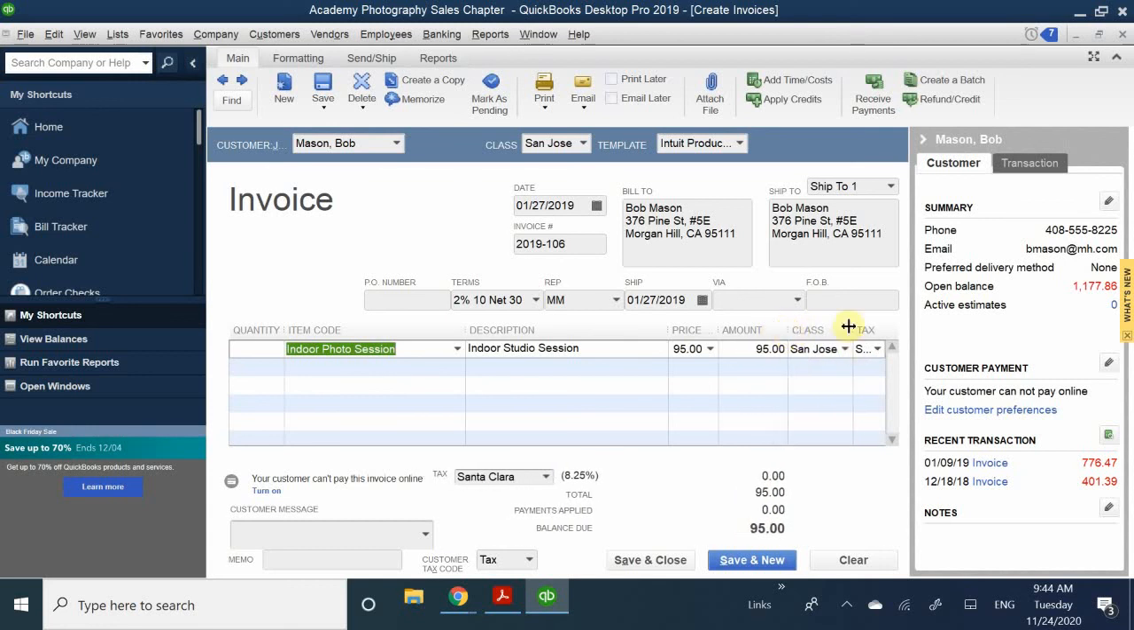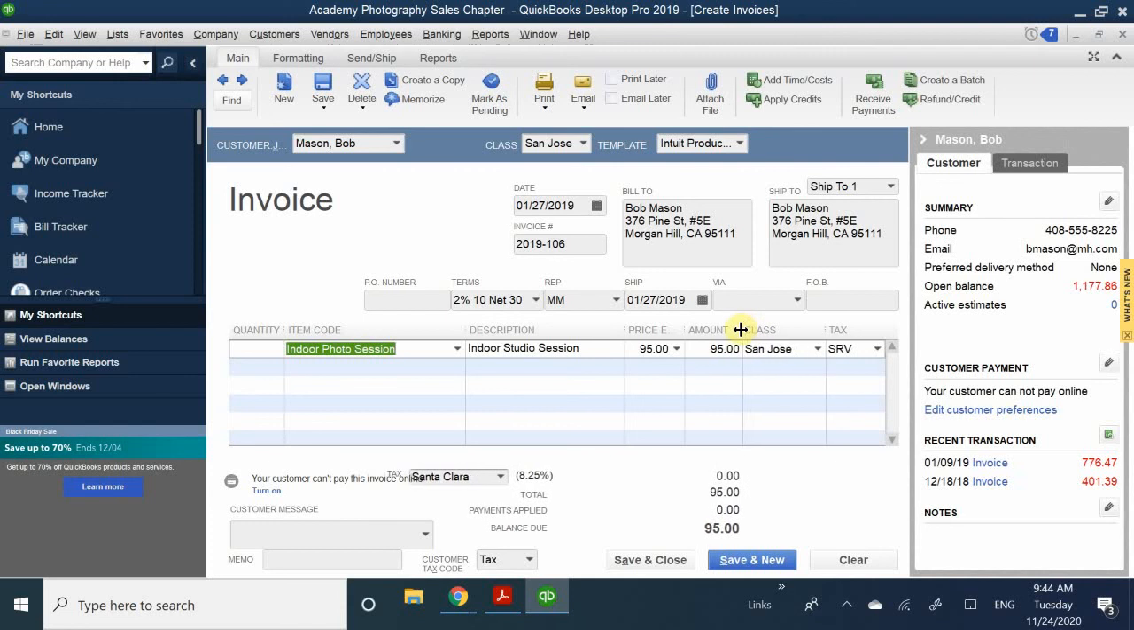And as you can see, my class starts filling in, taxes, service. Yes, we have San Jose. As his class. All right, 95 here and 95 there. How many hours of the indoor photo session did Mr. Bob Mason have? 1 hour. Just one? One. All right.